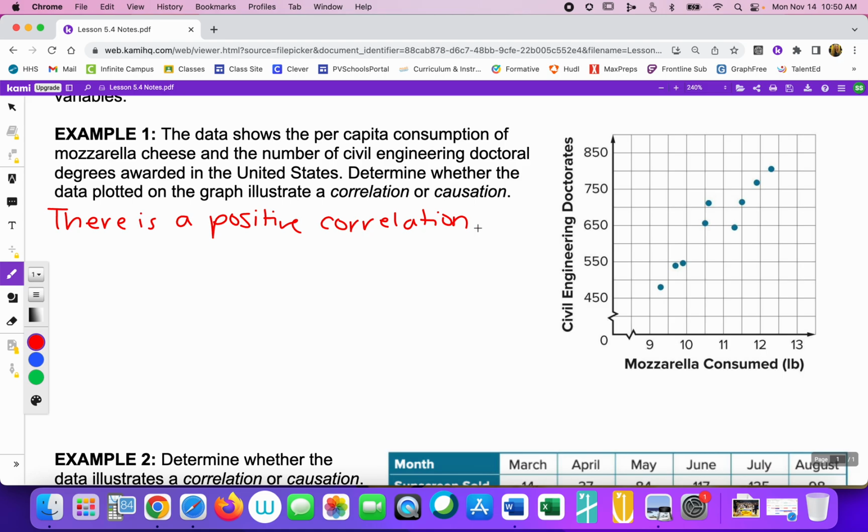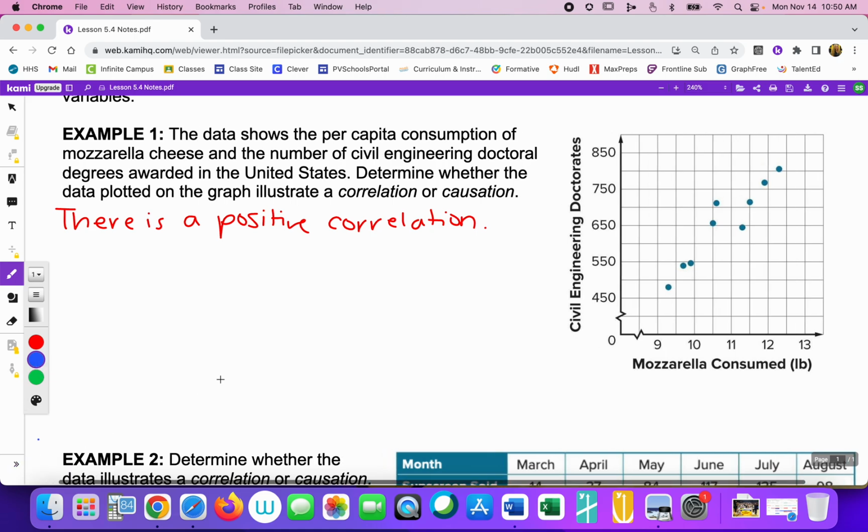Okay. So the way you would describe this, and I'm just checking my notes to make sure I get the phrasing right, because a lot of these phrases are very similar. I'm not going to write everything, but these are not related whatsoever. So the amount of mozzarella consumed does not cause a certain number of doctoral degrees to be had. Because there's no relationship whatsoever.